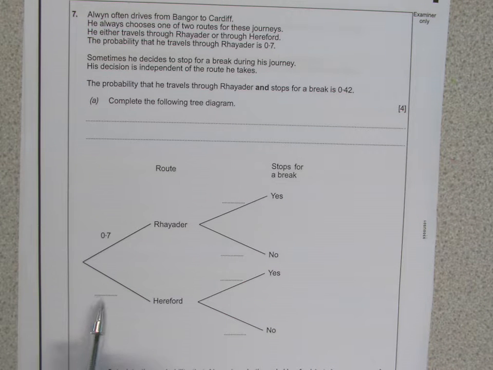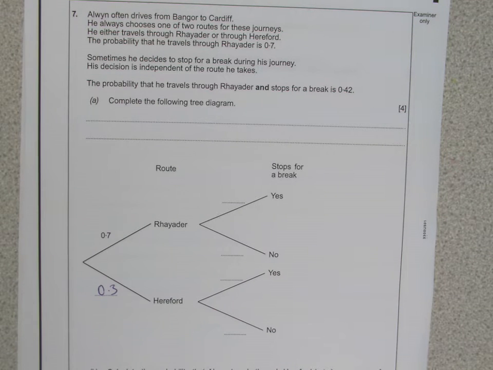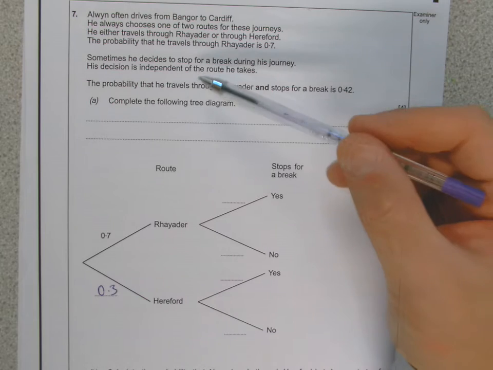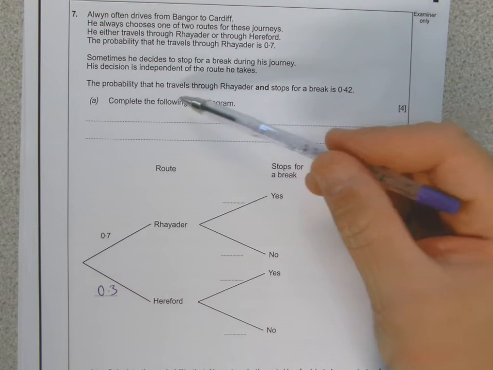So then we should be able to see that the other possibility is Hereford, so it's got to be 0.3, isn't it? Because these two have to add up to 1, right? It's important to see that. Sometimes it says he decides to stop for a break during his journey. His decision is independent of the route he takes.